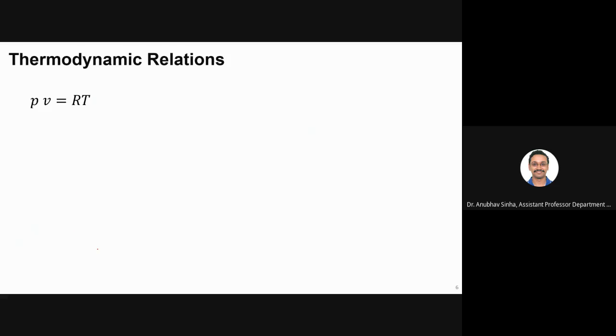Now let us look at some thermodynamic relations. So PV by RT, what is this called?